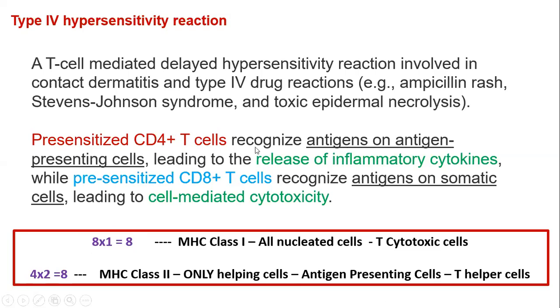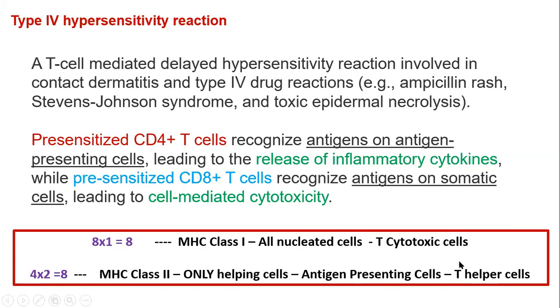When the T cell is CD4 positive, antigen presenting cells are involved. If the T cell is CD8 positive, it acts directly on somatic cells. It is cell mediated cytotoxicity. When antigen presenting cells are there, it is an inflammation by cytokines. What I'm talking about here may confuse you, but you look into this important box here that makes everyone's life very easy. I'm talking about two types of T cells.